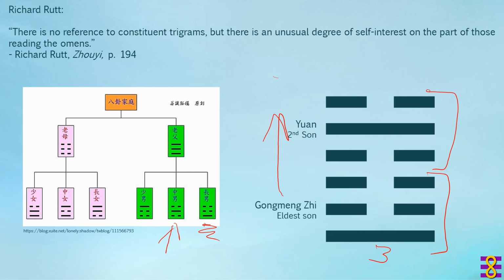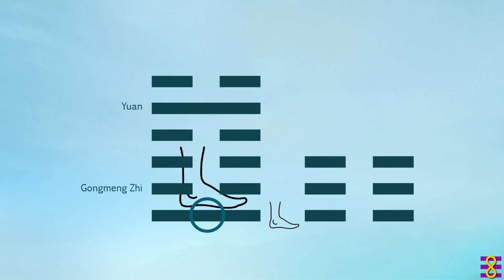So what you actually see here is that the trigrams and the way they are positioned seem to confirm this idea that Yuan should be the first and Gongmeng Zhi should be the second. Because Yuan is on top, and the lower trigram is considered to follow the upper trigram. So would the diviner have looked at the trigrams, he probably would have come to the same conclusion. And that also goes for the hexagram 3 that was received for Gongmeng Zhi.